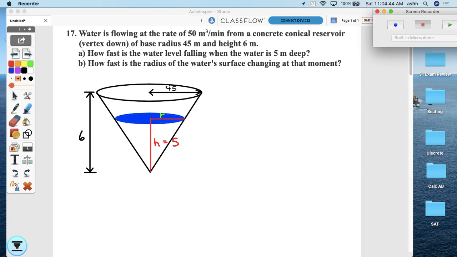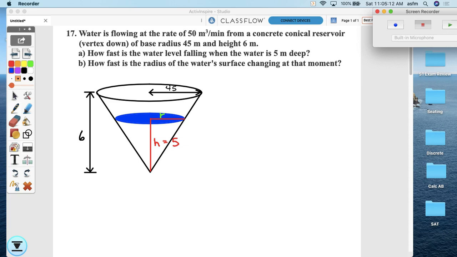Okay, so I'm going to do an example of a related rates type problem, such as you might find on the AP Calculus exam. For those of you in my class, this is problem 17 from the assignment I gave you, and I've copied it here onto this document so that we don't have to flip back and forth. It says that water is flowing at a rate of 50 cubic meters per minute from a conical reservoir, vertex down, of base radius 45 meters and height 6 meters.